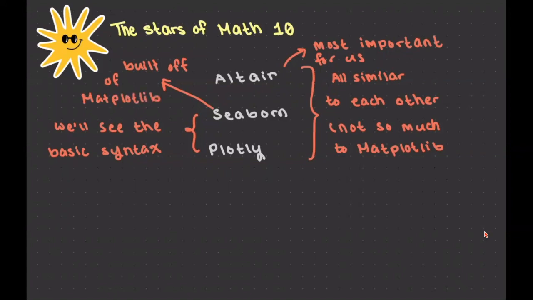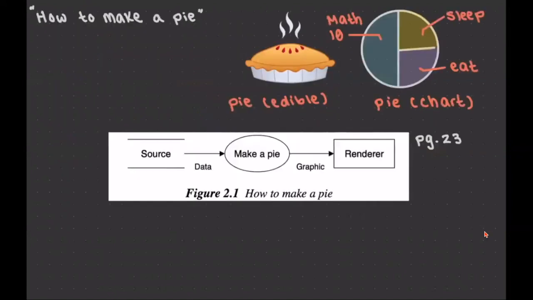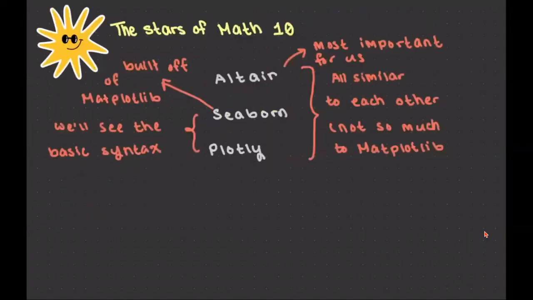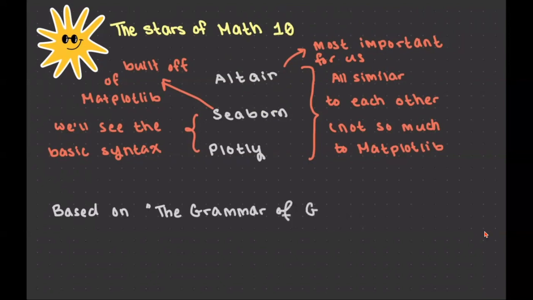Cool. So these are the three libraries we're going to see. And in some sense, they're all based on something called the grammar of graphics. So actually, before I go to that page, let me write it here. So I'll say based on the grammar of graphics. And this is a book by L. Wilkinson. In the second edition in 2005 is the one that I'll be referencing.